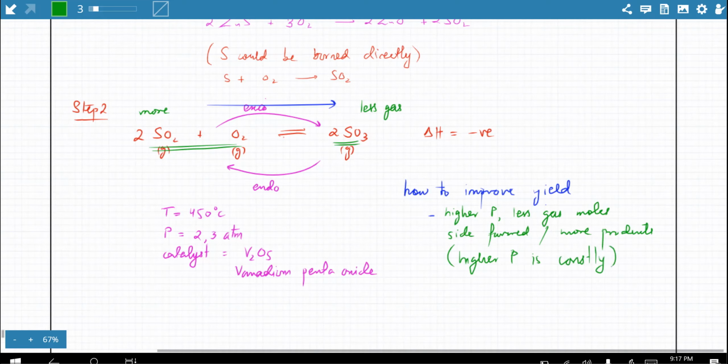And low pressure obviously we don't use because more gas moles go backward. So vice versa, low pressure decreases yield. Okay, that's the first thing. So we want to make more SO3.